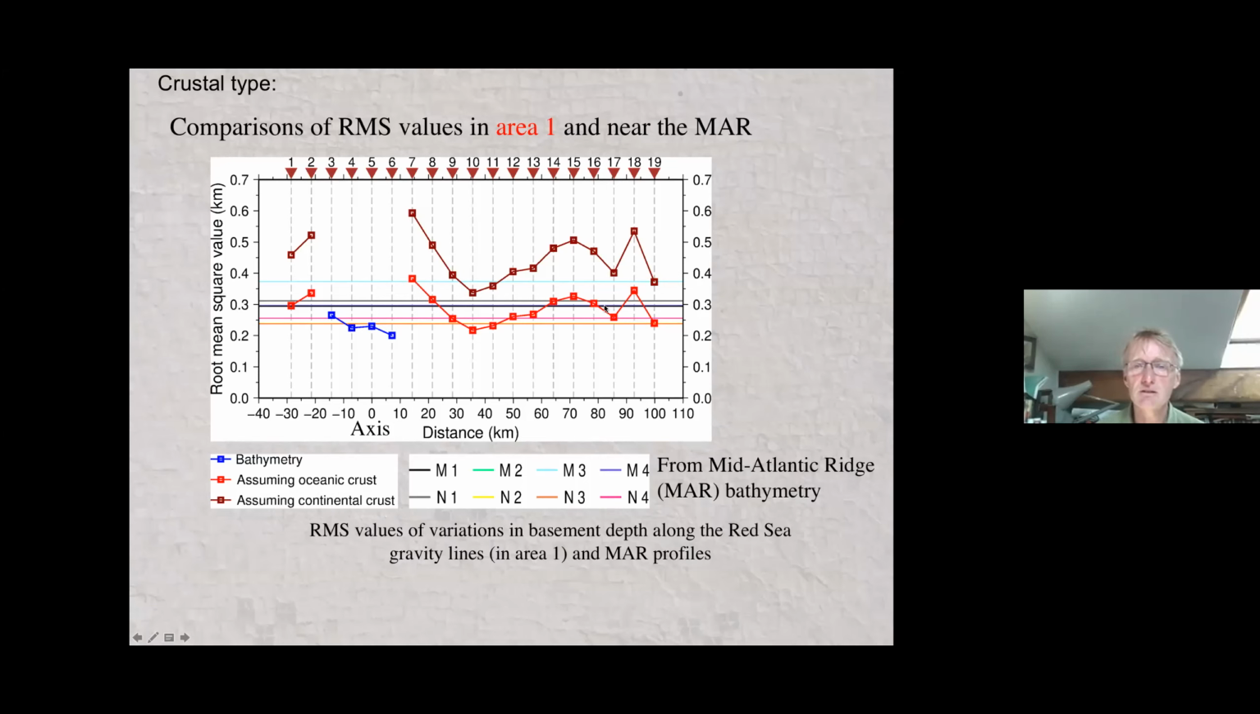When you do that, you find the rugosity is actually not so different from what we see in slow spreading ridges. These lines are drawn from the Mid-Atlantic Ridge. This isn't evidence by itself that it's oceanic. It could be a coincidence, but at least it's consistent.